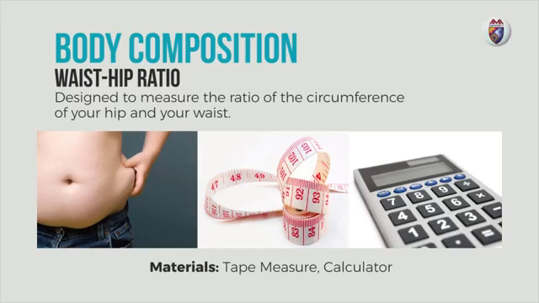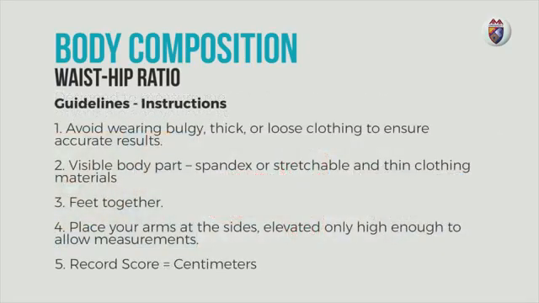Follow the general instructions and do not forget to record your score on your fitness test data sheet. In measuring for your waist and hip measurements, you might need the help of a partner or any available person to guide you in performing the test. But if you don't have anyone available at the moment, you can use a mirror to view yourself properly while following the different steps. Start the test by ensuring the proper position and by following some guidelines. First is to avoid wearing bulgy, thick, or loose clothing to ensure accurate results.